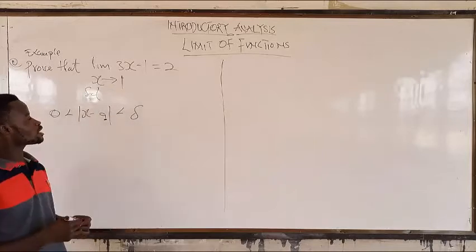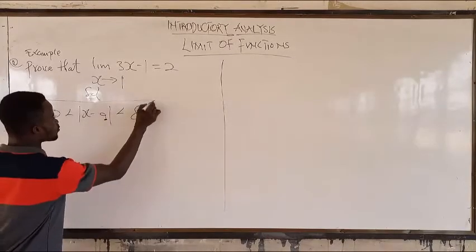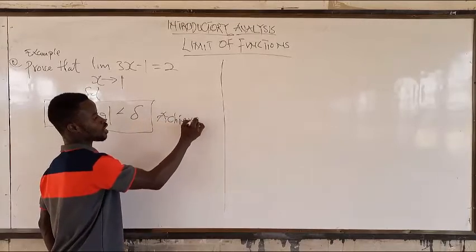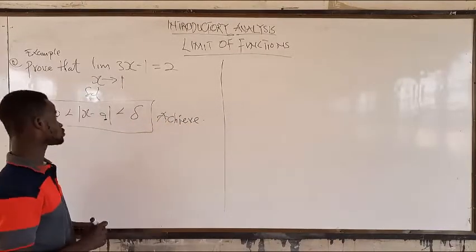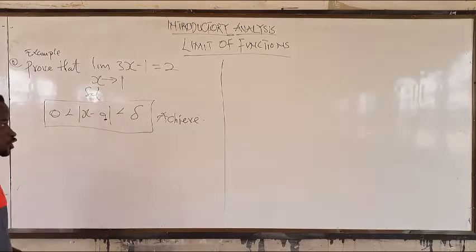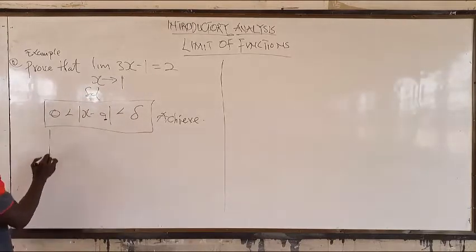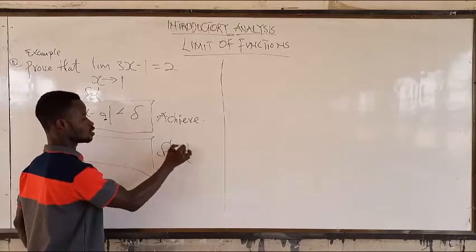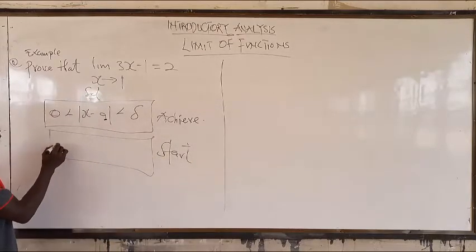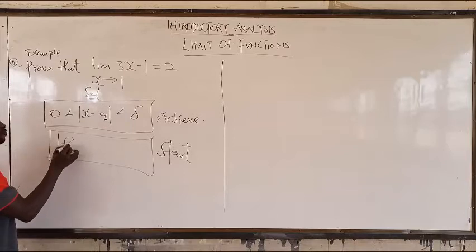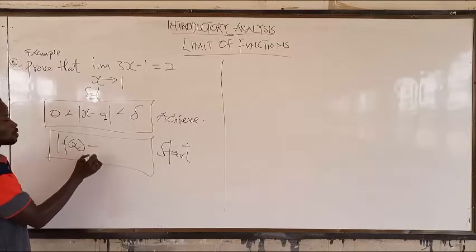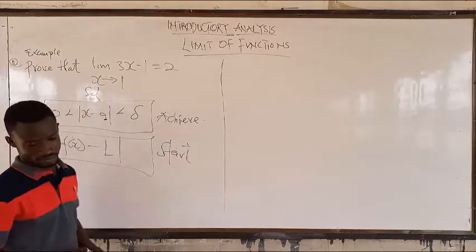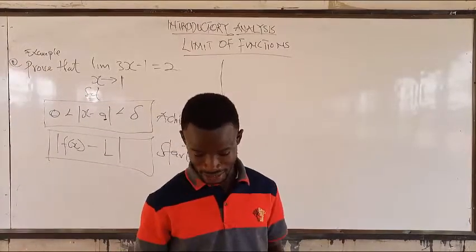Alright. So we try to achieve this. That is what we want to achieve. I want to take my time to explain this deeply to you. So we start. We start with |f of x minus L|. Alright. That's what we are going to start with.